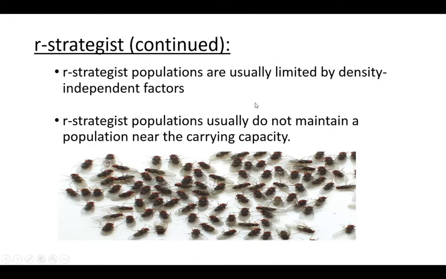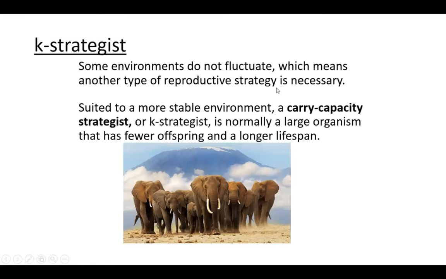R-strategist populations are usually limited by density-independent factors. R-strategist populations usually do not maintain a population near the carrying capacity. In this example, we have flies, which are R-strategists.